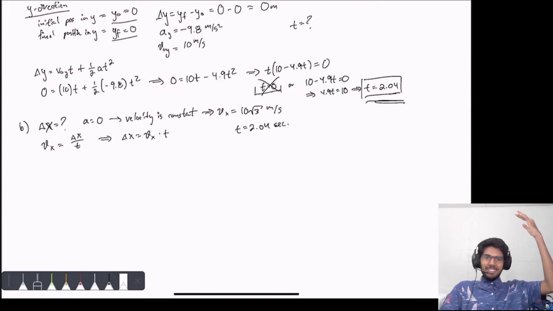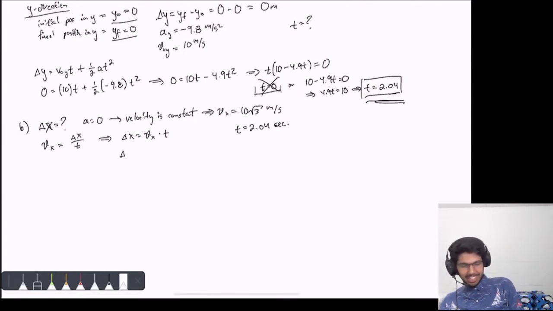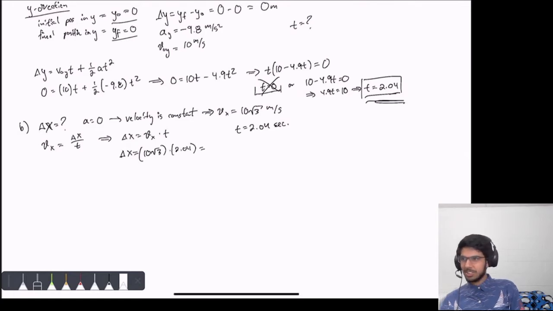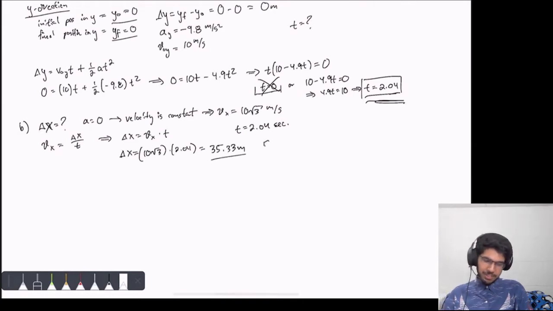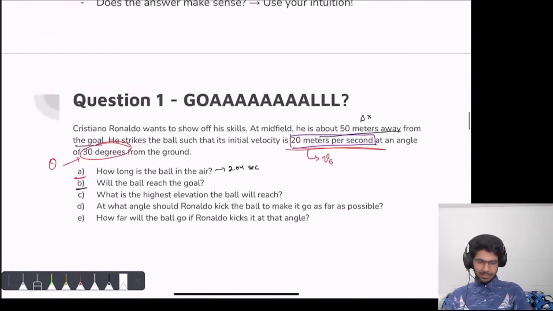There's no other time that could possibly make sense, right? We're just looking at this journey, and we already solved for time. So now we just have to plug it in. Delta x equals Vx, which is 10 root 3, times 2.04. And if you multiply this out, this should give you something along the lines of 35.33 meters. But the goal was 50 meters away. So 35.33 is less than 50, so it will not reach the goal. So this is no.